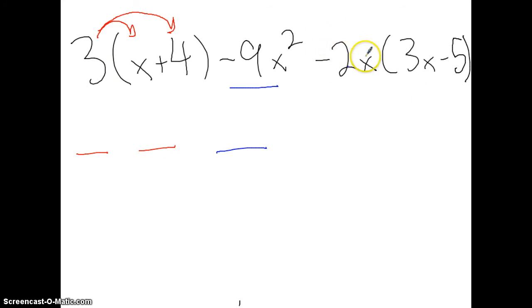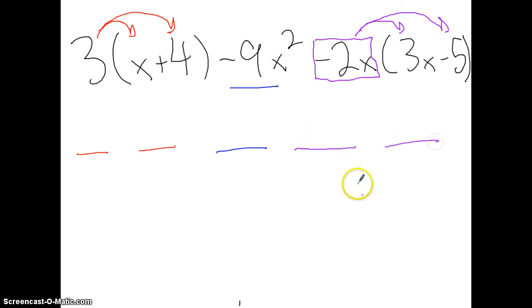And then I've got this negative 2x here. I am going to go ahead and distribute the negative with the 2x. So I'm going to put a box around this, let's use a different color, to make sure that I keep track of the negative, and it's multiplying as well, this thing and this thing, so that gives me 2 additional terms. So I have 2 red terms from distributing the 3, I have 1 blue term from the middle, and I have 2 purple terms that come from distributing this minus 2x.